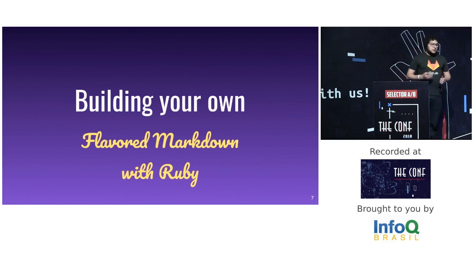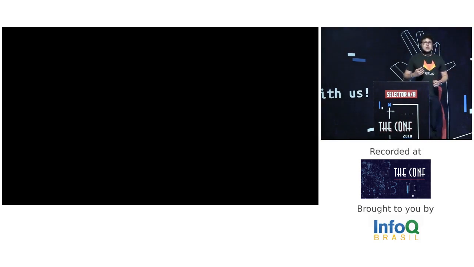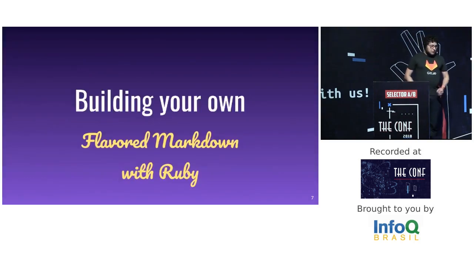To actually be able to render that Markdown file, we have to have a Markdown implementation in our software. And we actually don't use the generic Markdown or CommonMark or anything like that. We have our own flavored Markdown with specific syntax, extensions, and improvements. So the talk today is about building your own flavored Markdown with Ruby.